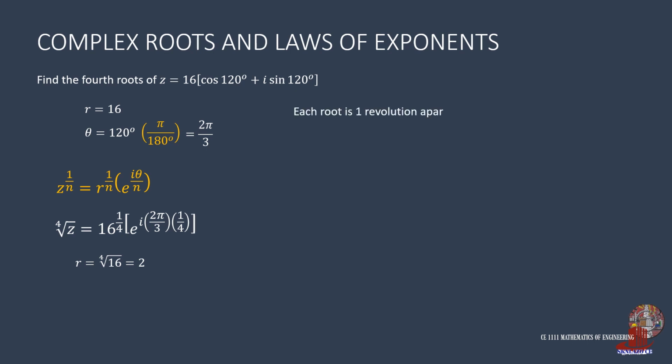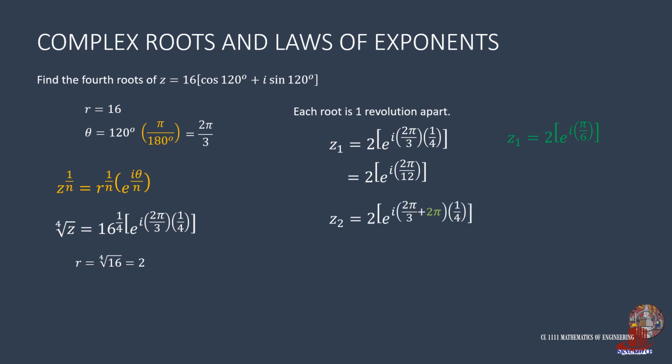To take the four roots, recall that each of the roots is a revolution apart. That is 360 degrees or 2 pi. So for the first root, z1 is 2 times e raised to i times 2 pi over 3 multiplied by a quarter. This is simplified as 2 pi over 12, which can then be reduced to 2 times e raised to i times pi over 6.